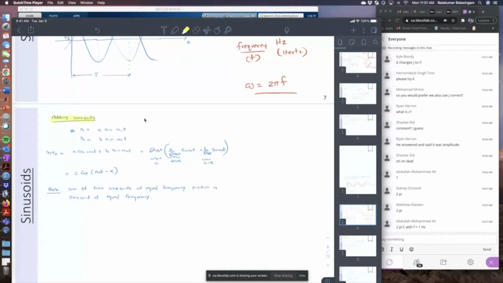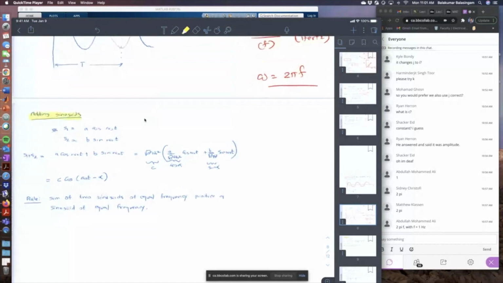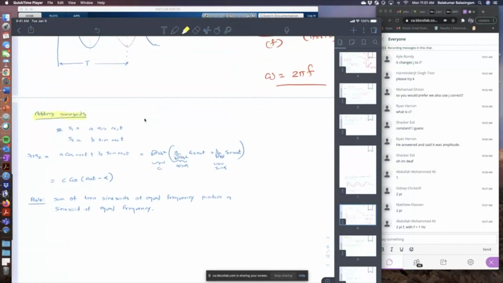Then we do a little trick here. What I do is multiply by the square root of a squared plus b squared, and then divide by the same, so it remains the same: square root of a squared plus b squared times a over square root of a squared plus b squared cos omega 0 t plus b over square root of a squared plus b squared sine omega 0 t.